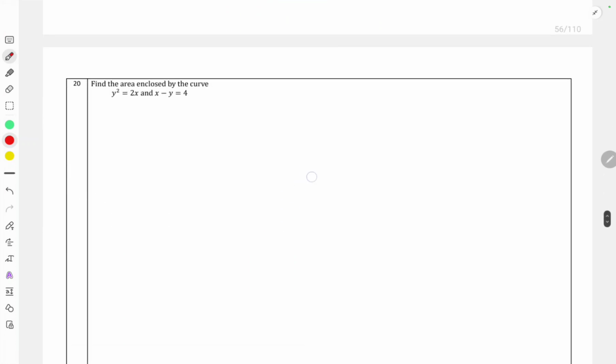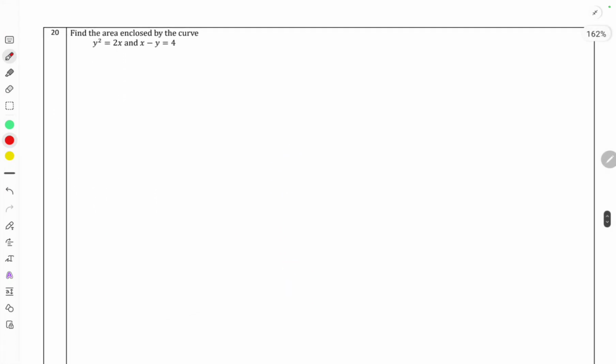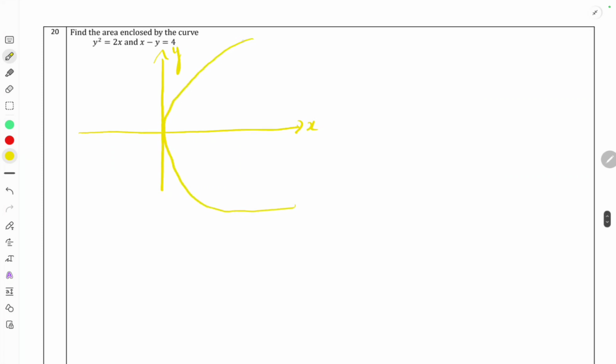So now we can start the next question. Find the area enclosed by the curve y square equal to 2x. So first we have to draw the graph x, y. So y square means the parabola is open rightward, y square equal to 2x, and x minus y equal to 4.